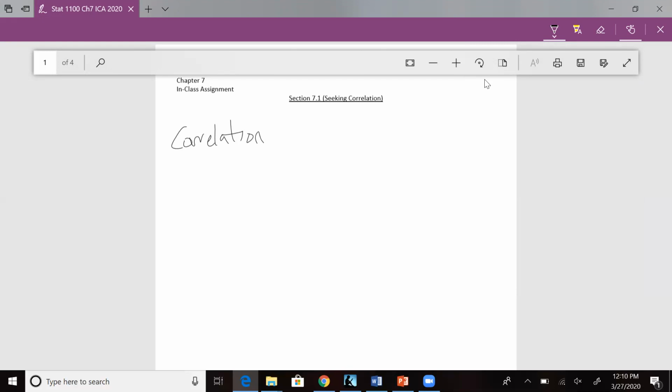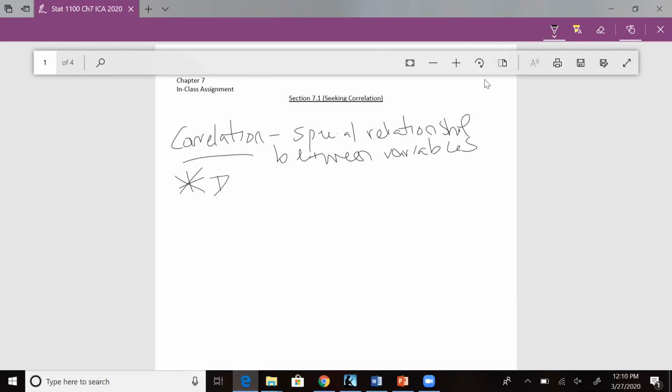If we're talking about correlation, we're talking about a special relationship between variables. We're going to be measuring a couple of things, and then we want to know: is there a connection between those variables that we're measuring? The most important thing with this chapter, and in statistics in general, is that correlation does not imply causation.